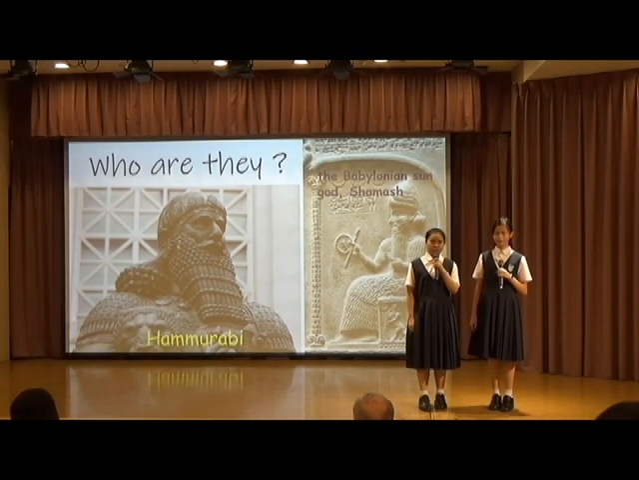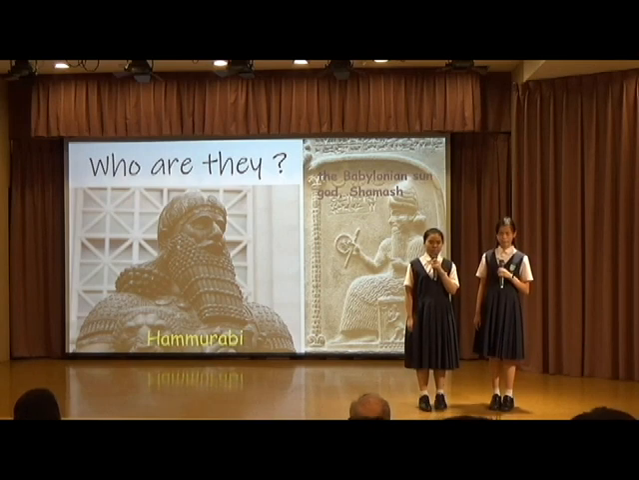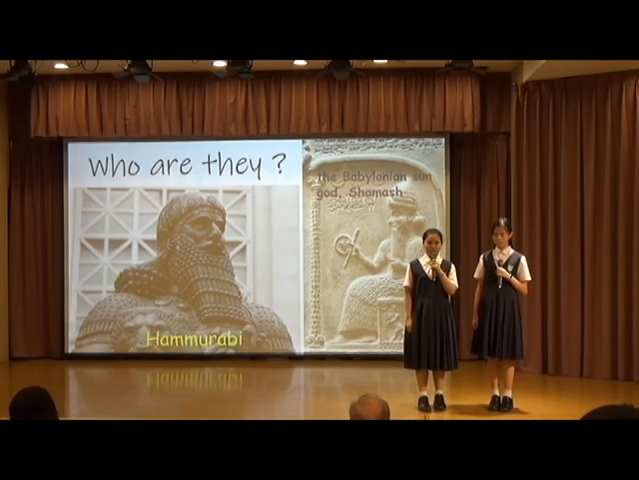Long time ago, King Hammurabi wanted to reunite Mesopotamia. The sun god Shamash taught Hammurabi the law, and Hammurabi made the Code of Hammurabi.